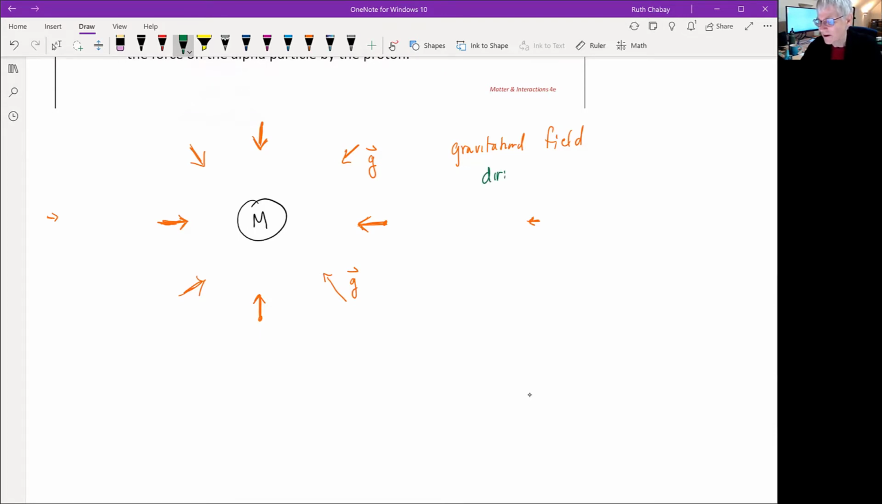direction of the field is the direction a massive object would start to move.